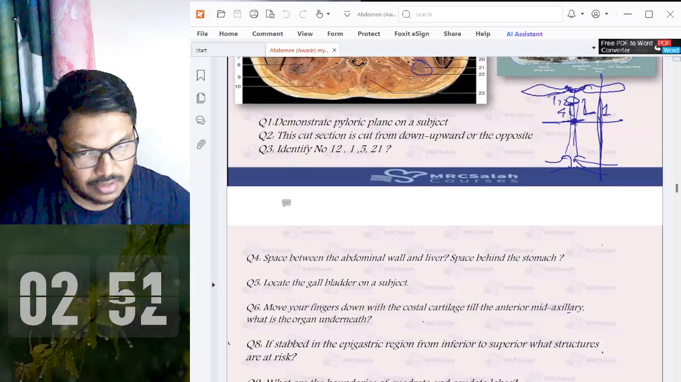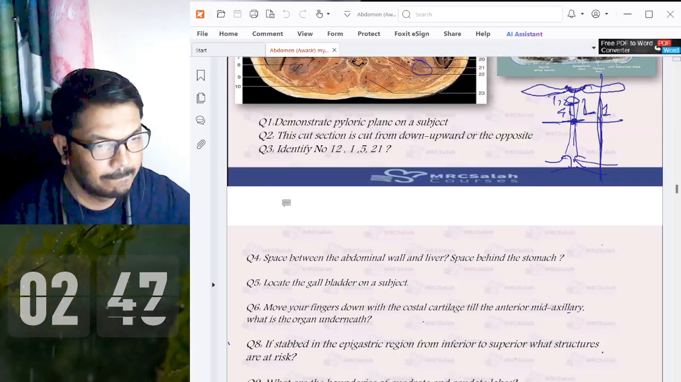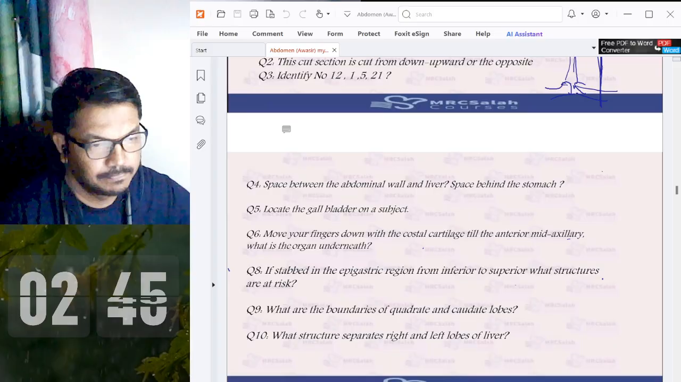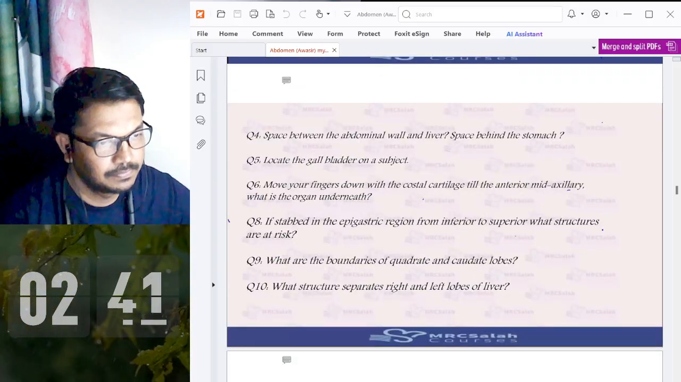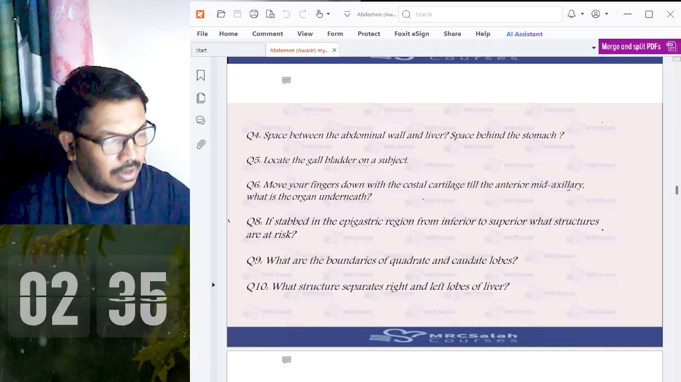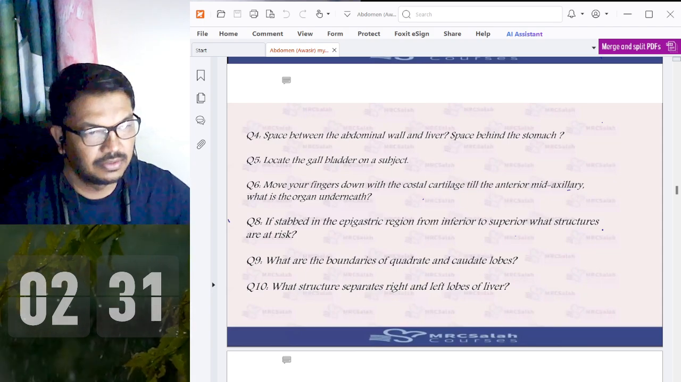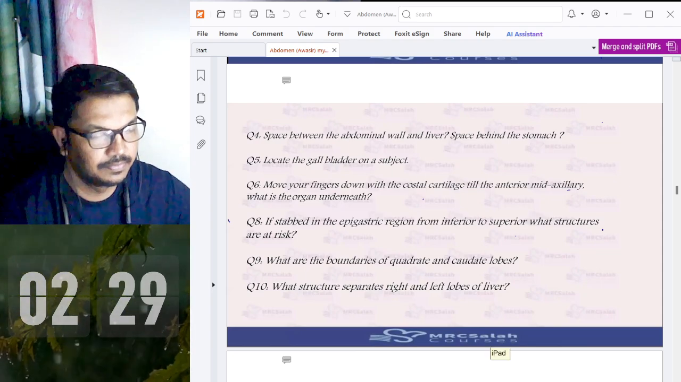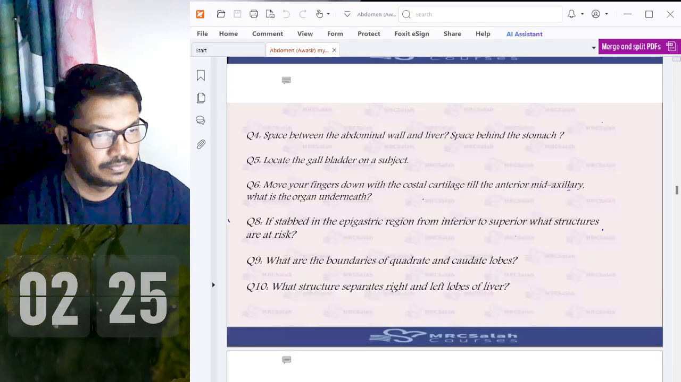What structure separates the right and left lobe of the liver? Anatomically, the falciform ligament, right upper and lower coronary ligament, right and left triangular ligament. And surgically, there is a line between the inferior vena cava and the fossa for gallbladder. What is the blood supply of the quadrate lobe of the liver? Left hepatic artery and portal vein.